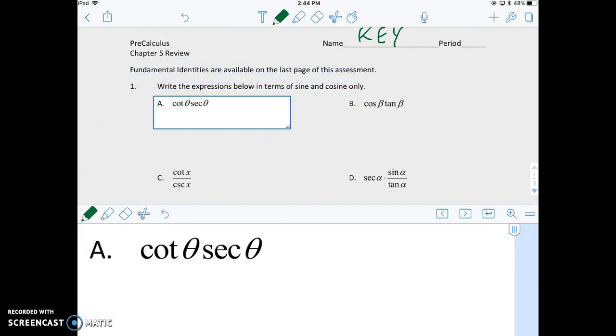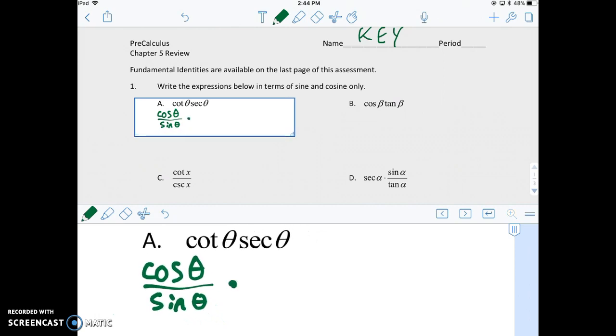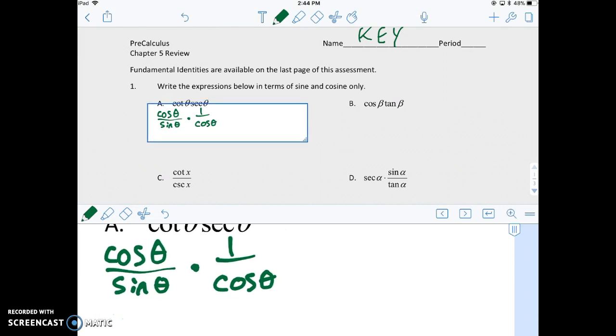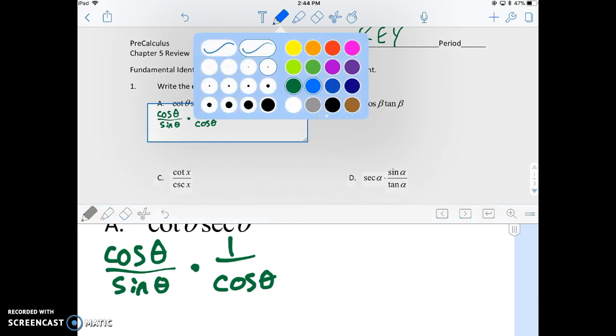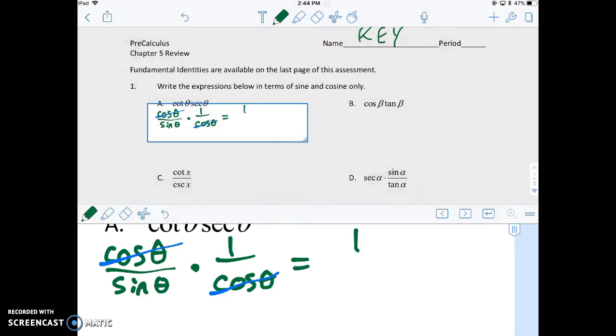One thing that's really easy to do is to convert everything here into sines and cosines using our trig identities. So cotangent will turn into cosine of theta divided by sine of theta, right? And then secant we can turn into 1 divided by cosine of theta. Then we should make sure to simplify this. The easiest way is to just cancel out the cosines. Cosines go away, and we'll be left with 1 divided by sine of theta.